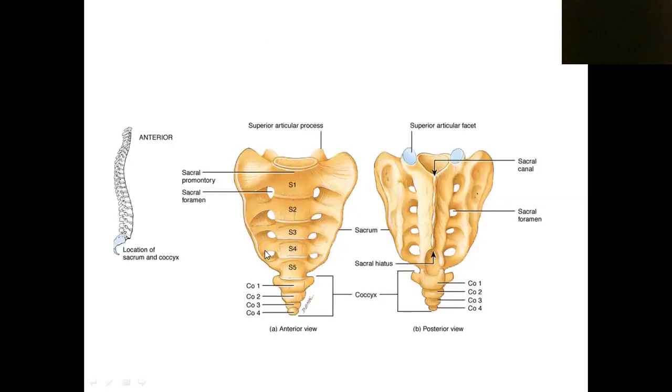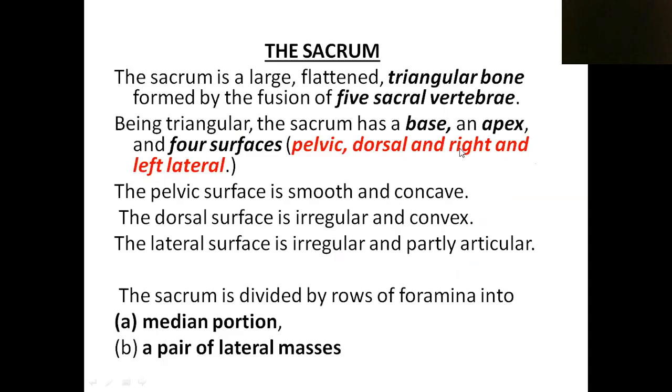Here we can see the pelvic surface. This surface is the anterior or pelvic surface, and the posterior or dorsal surface. These 2 surfaces are clear: this is the posterior surface, this is the anterior surface. Then 2 lateral surfaces, right and left. So it has a base, an apex, and 4 surfaces: the pelvic or anterior surface, the posterior or dorsal surface, and the right and left lateral surfaces.